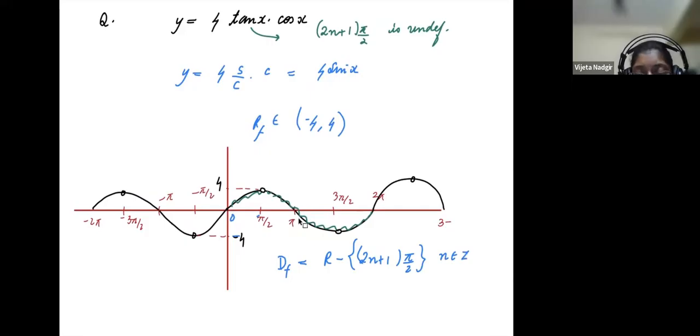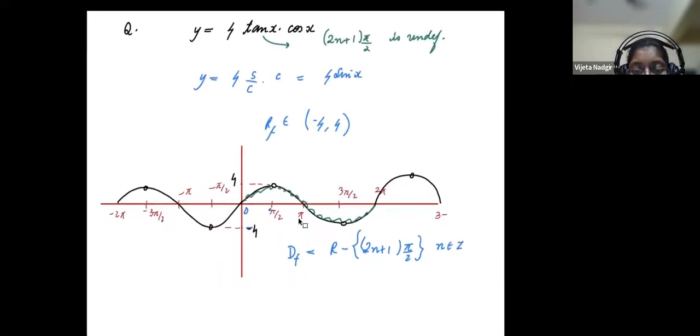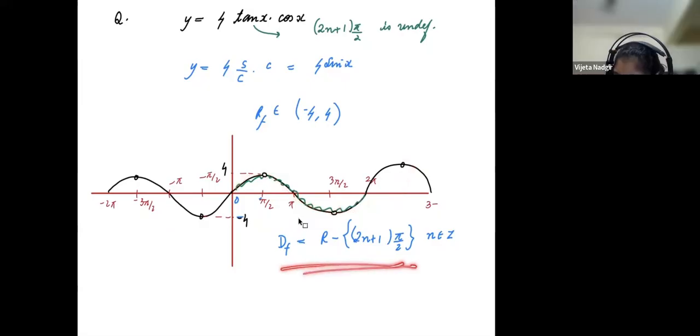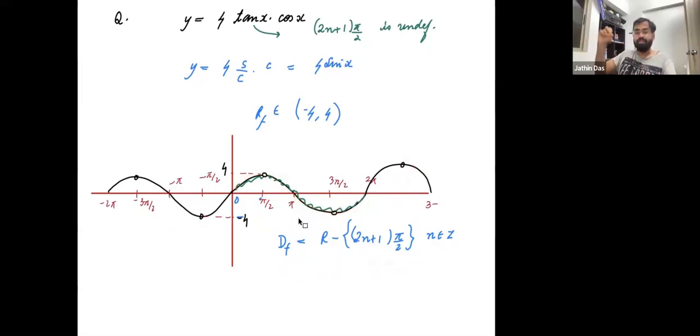I have to draw that. Do I have to draw that? It's good if you just draw this and put a circle here and say that here it is undefined. And then you write your domain and range. Roughly you can just draw.